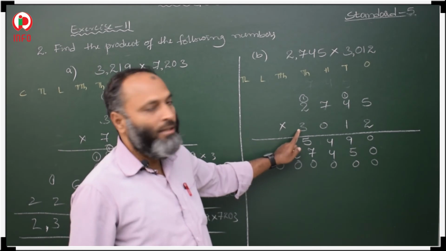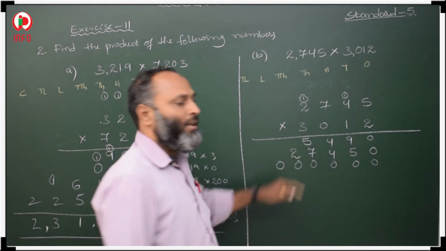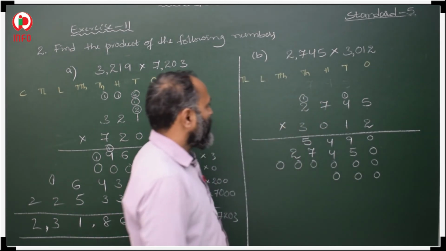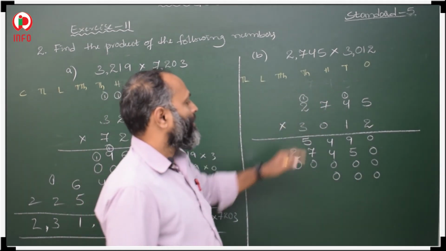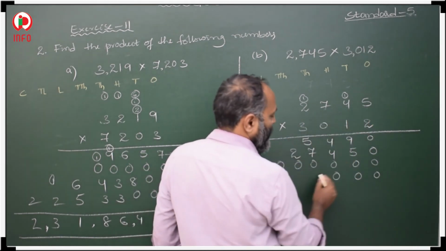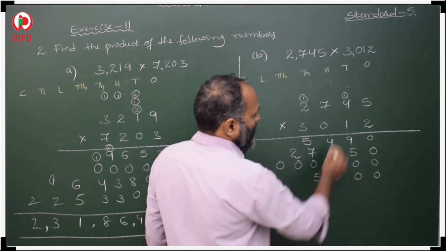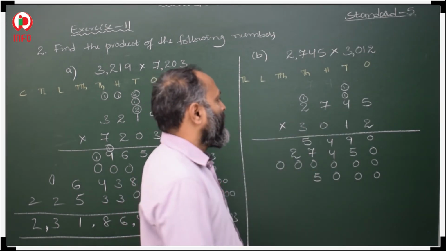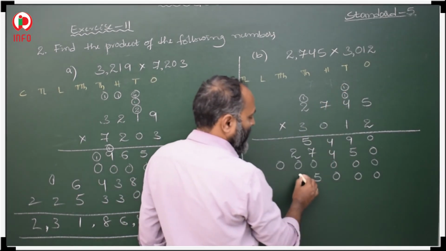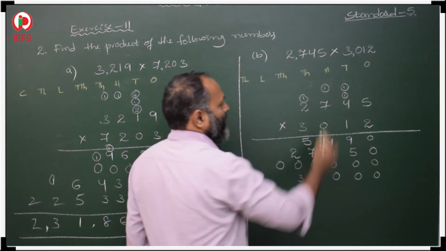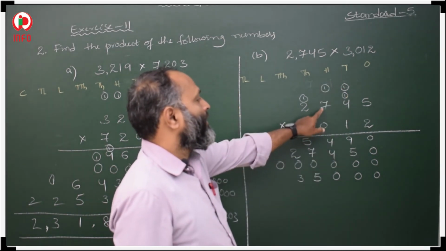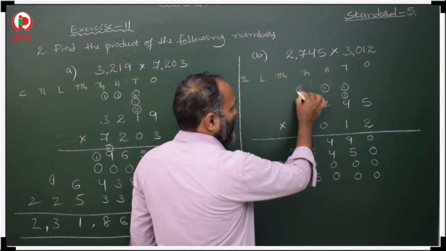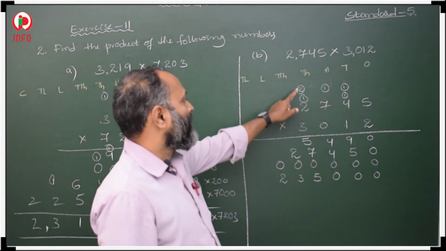Now we start with 3. The 3 is in the thousands place, so in the ones, tens and hundreds places we have to keep zeros. Now start with 3: 3 times 5 is 15, 5 in the thousands place, 1 carried to the tens place. 3 times 4 is 12, 12 plus 1 is 13. 3 times 7 is 21, 21 plus 1 is 22. 3 times 2 is 6, 6 plus 2 is 8, so 7 and 8.